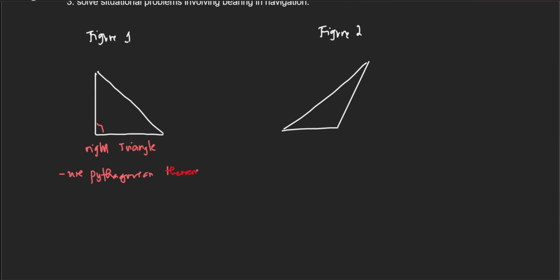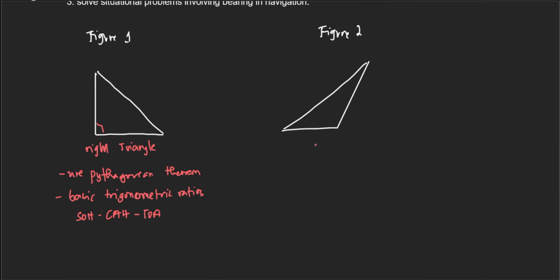Okay, then we can also apply the basic trigonometric ratios, which we call SOHCAHTOA, meaning we have sine, opposite over hypotenuse, cosine, adjacent over hypotenuse, and tangent, opposite over adjacent.